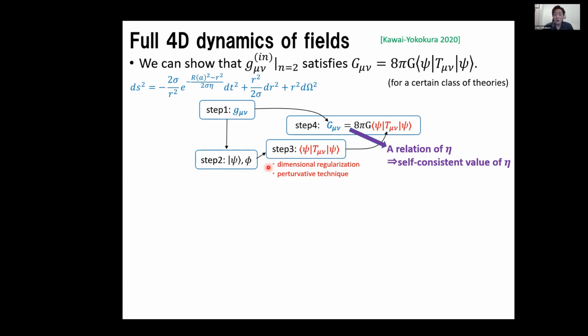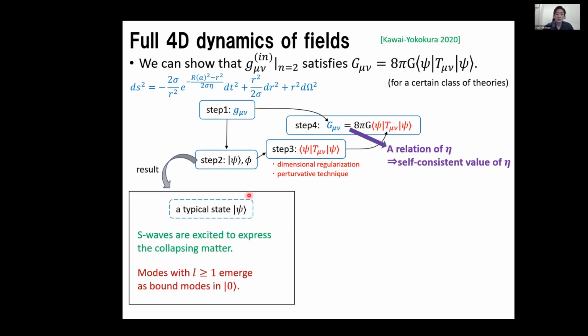However, if you use dimensional regularization properly and use some perturbative technique in solving this field equation in this background geometry, then you can get the renormalized energy-momentum tensor systematically. And finally, step 4, equating the left-hand side and the right-hand side, you can get a relation of eta, which determines the self-consistent value of eta.